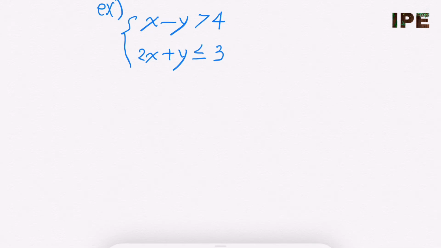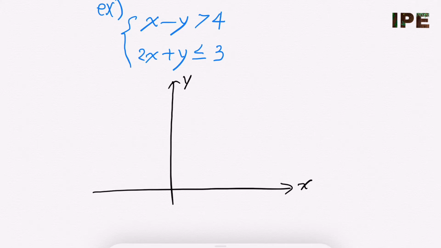Basically, we have to draw both graphs. Y-axis and x-axis. Let the first inequality be number 1, and the second number 2. Just draw x minus y equals 4, that graph. If the inequality doesn't include an equal sign, there's no equal sign here, right? That means you have to draw the graph with a dashed line. For the number 2 function, if it includes an equal sign, draw the graph with a solid line.